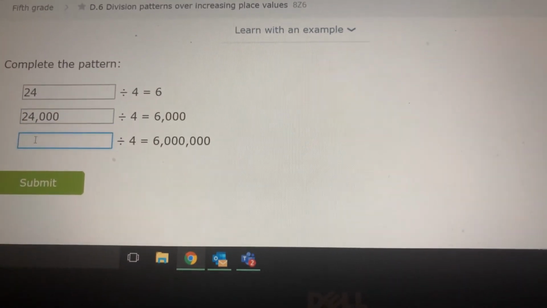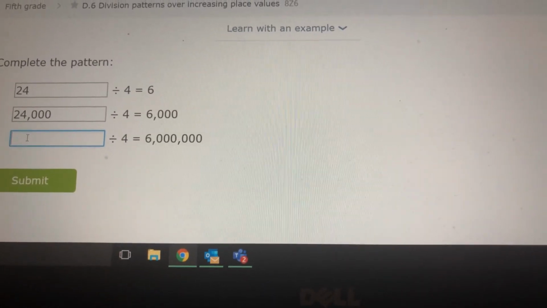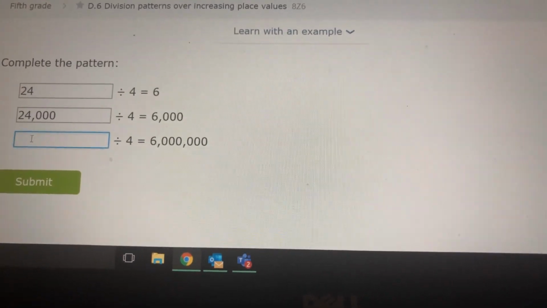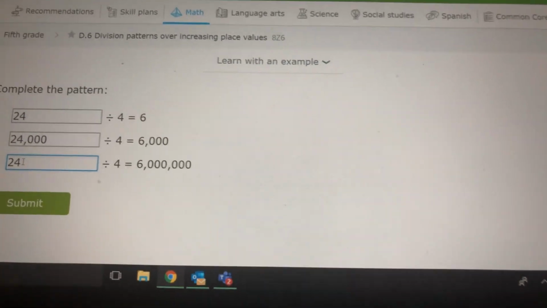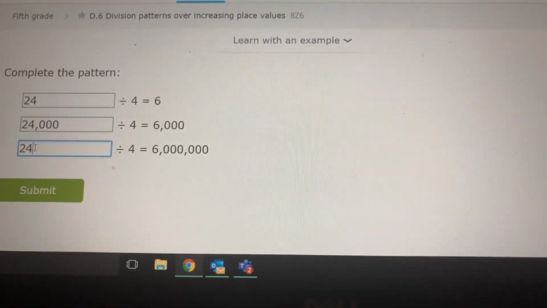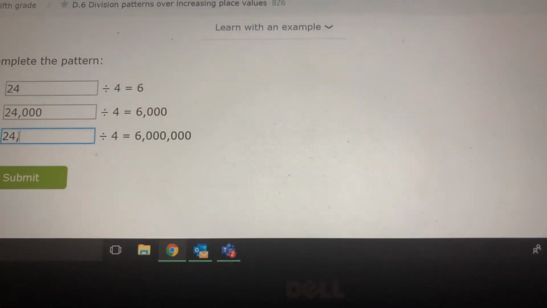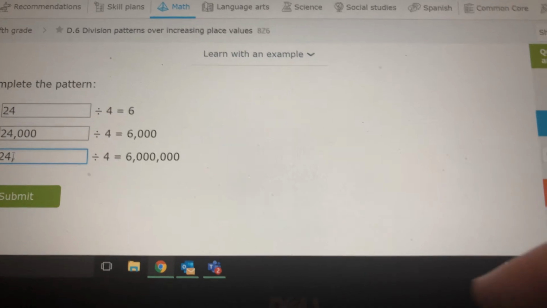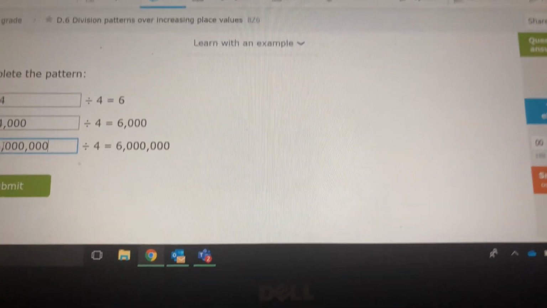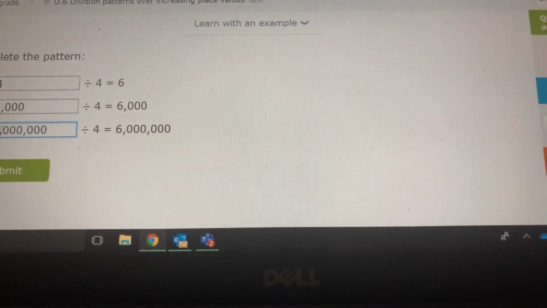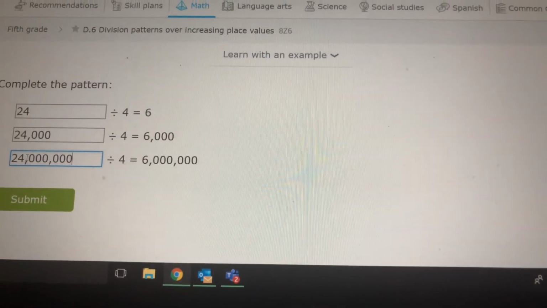And in this case, we have 6 million. So we know that 24 divided by 4 is 6. So we're going to start from a place of 24. And then how many place values are we going to have to the right of that? Well, it looks like 6. So 1, 2, 3, 1, 2, 3. So 24 million divided by 4 gives us 6 million.